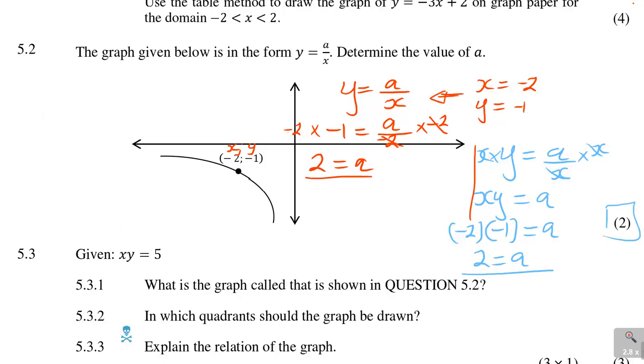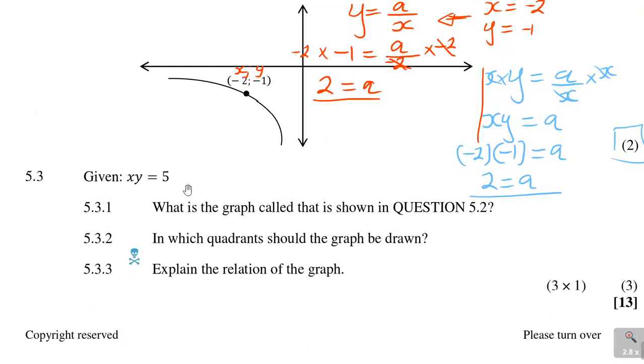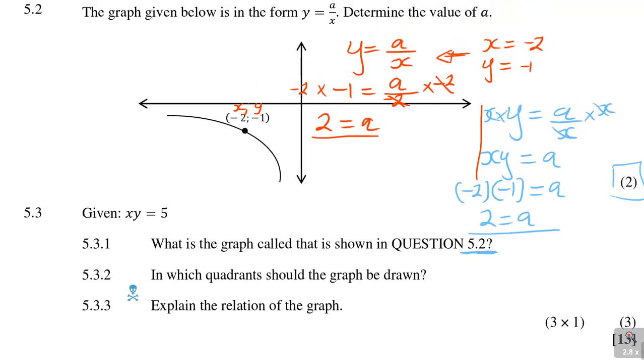Now, moving on, okay, let me not erase, maybe to link. 5.3 says, given xy is equal to 5. Then it says, what is the graph called that is shown in question 5.2? So what's the name of this graph in 5.2? This graph in 5.2 is called a hyperbola.